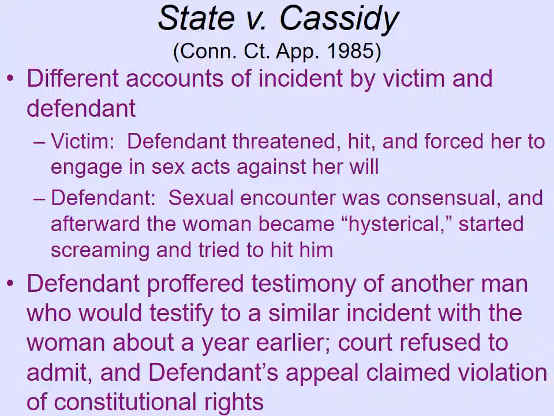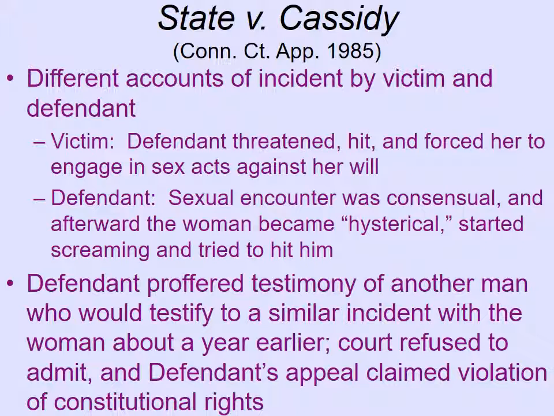So those were the facts both sides agreed on, but then she contended that he yelled at her and threatened her and in fact forced her to engage in non-consensual sex. Cassidy, the defendant, on the other hand, testified that the sexual encounter was completely consensual, but that right afterwards she, in his words, went crazy and started screaming about her husband who had died in the Vietnam War.